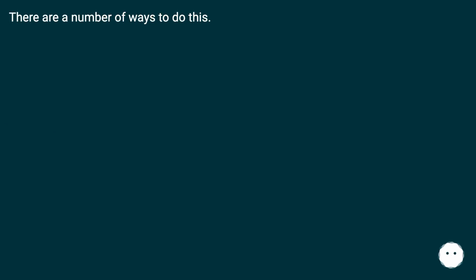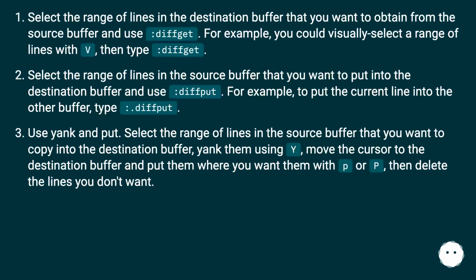There are a number of ways to do this. Select the range of lines in the destination buffer that you want to obtain from the source buffer and use :diffget. For example, you could visually select a range of lines with V, then type :diffget. Select the range of lines in the source buffer that you want to put into the destination buffer and use :diffput. For example, to put the current line into the other buffer, type :.diffput.